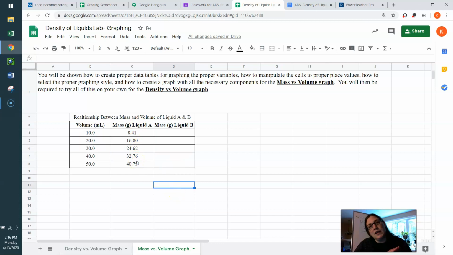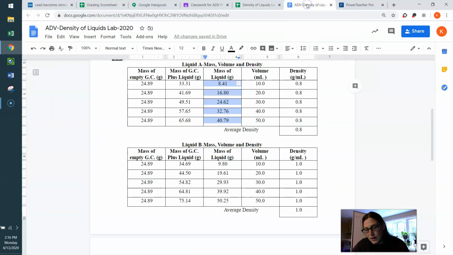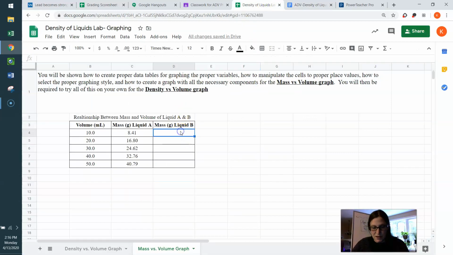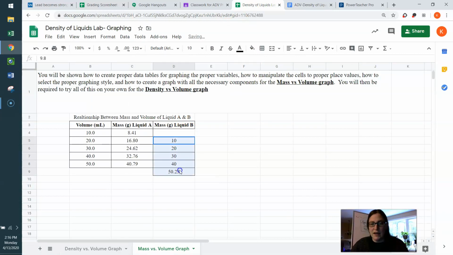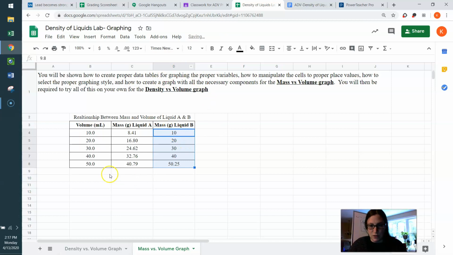Now we're going to be looking at two different lines on the same graph so that we can compare the two liquids. So I've got liquid A in there, and now I'm going to go back to my document and highlight the mass of liquid alone for liquid B. Control C, back to your spreadsheet, Control V, and yet again, I have to pull these up.